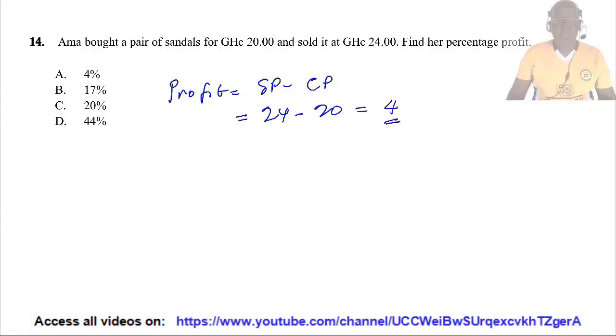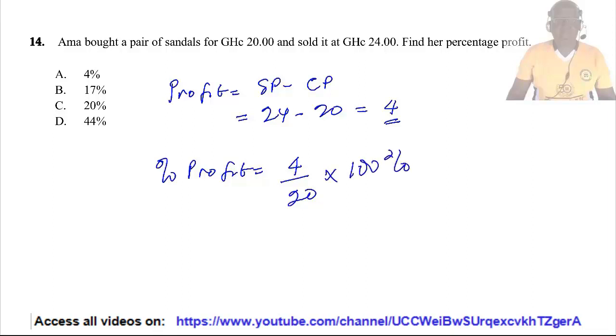Therefore, the percentage profit is going to be equal to 4 over the cost price, that is 20, times 100%. 20 goes here, 1, 20 goes here, 5. 4 times 5 is 20%. So the answer is C.